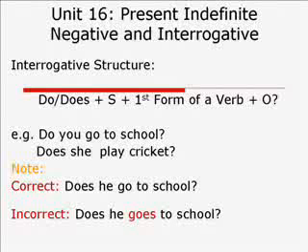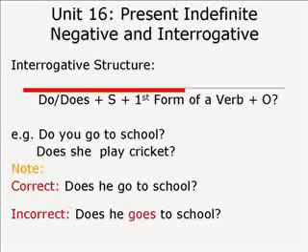Do not add s or es with the first form of a verb if you have third person singular as your subject. So for example, do you go to school? And does she play cricket? So you can see that you is a second person, that's why we have used do, and she is a third person singular, that's why we have used does with it.